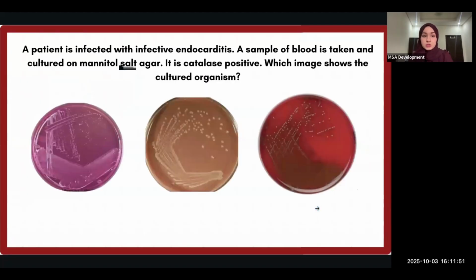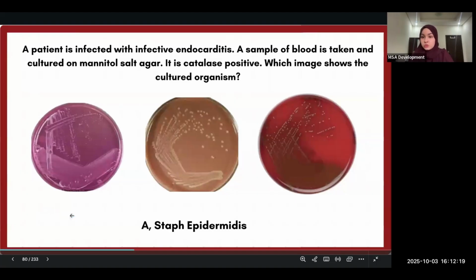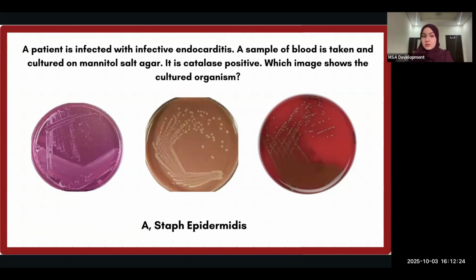Now, you get this question. A patient is infected with infective endocarditis. A sample of blood is taken and cultured on mannitol salt agar. It is catalase positive. Which image shows the cultured organism? So you have mannitol salt and it's catalase positive. Which of these shows mannitol salt agar? It's A. This is mannitol salt agar, and it does not ferment mannitol, so it's completely pink. There's no yellowing of it, which shows no presence of Staph aureus, and it's catalase positive. So the answer is A.